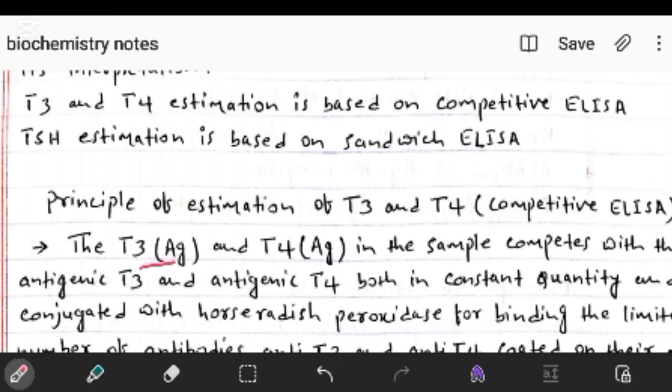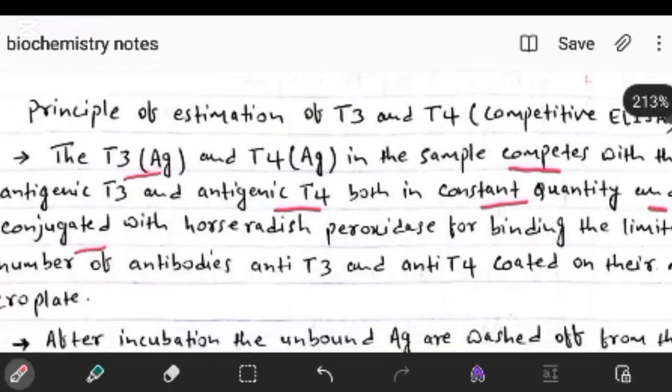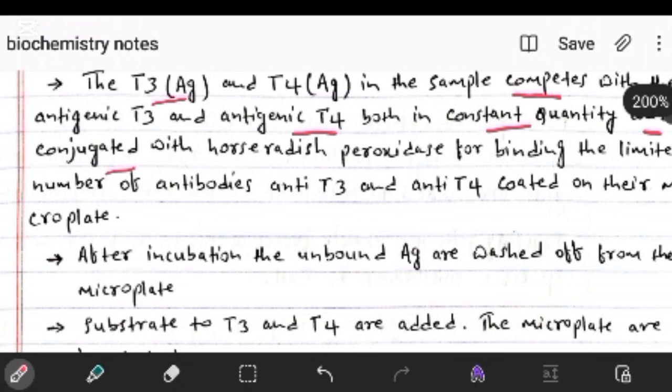The T3 antigen and T4 antigen in the sample competes with the antigenic T3 and antigenic T4, both in constant quantity and conjugated with horseradish peroxidase, for binding the limited number of antibodies anti-T3 and anti-T4 coated on their microplate. After incubation, the unbound antigen are washed off from their microplate.